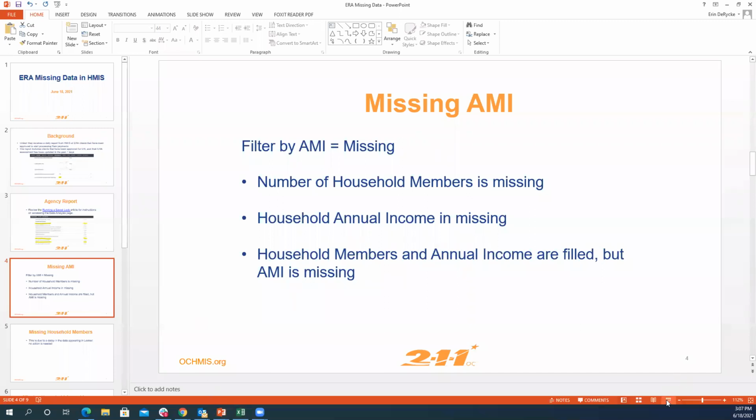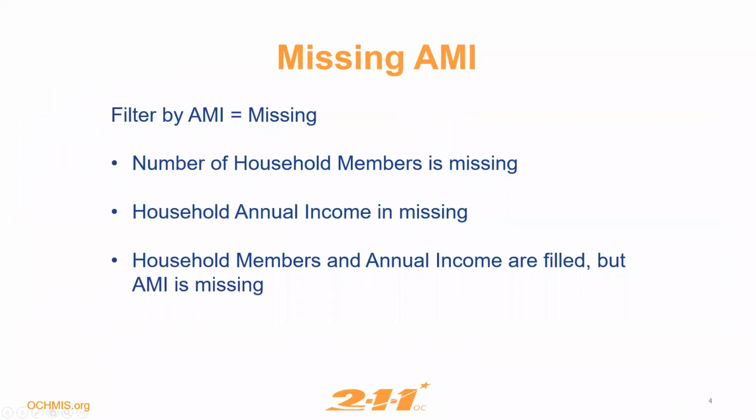So the most common issue, like I said, is that AMI is missing. There are a couple of reasons that this can happen. The first is that the number of household members is missing. The second is that the annual income is missing. And then in some cases, both of those are filled, but AMI is still missing. So we'll get into that also.